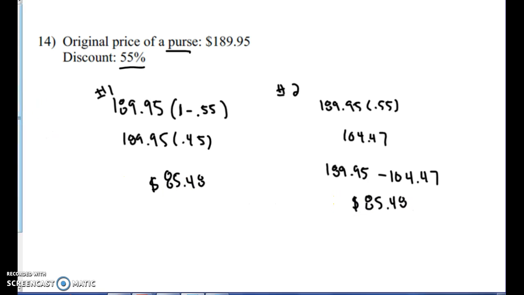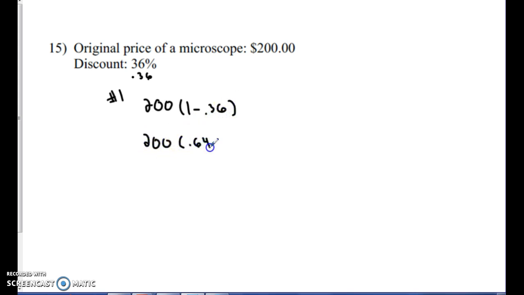Okay? Well, let's look at number 15. I'm doing the same thing. I'm buying a microscope because everybody wants a microscope. So one way for me to think about this, and just choose a way that you guys want to think about this: 36% is 0.36. And I'm taking 1 minus 0.36, where I'm figuring out 200 times 0.64, which turns out to be $128.